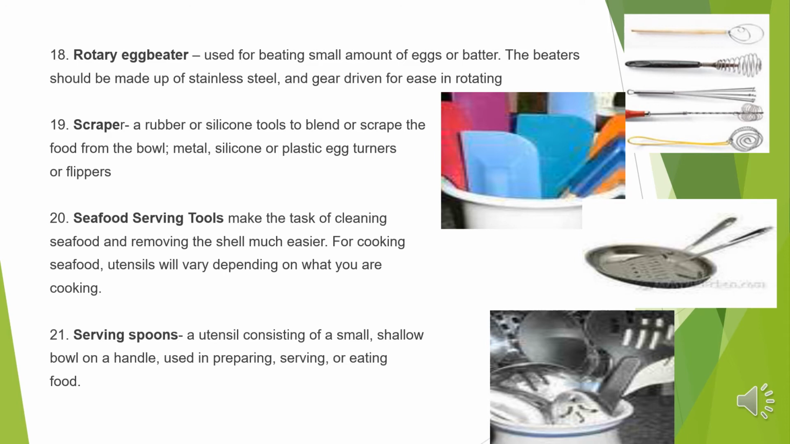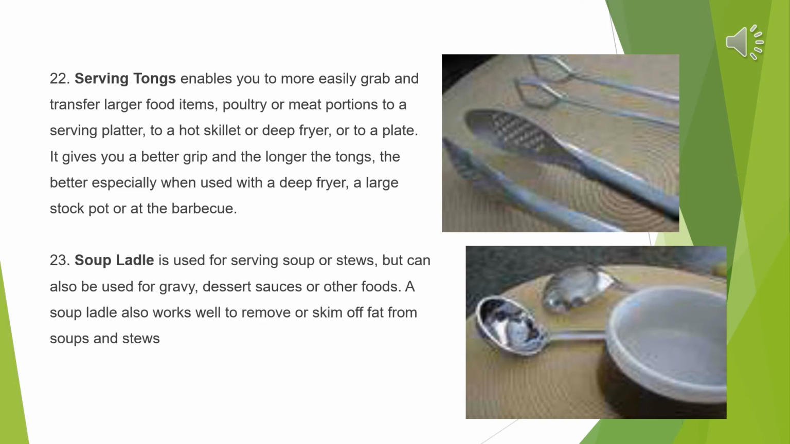And also we have serving spoons, a utensil consisting of a small, shallow bowl on a handle, used in preparing, serving, or eating food. And also we have serving tongs, enables you to more easily grab and transfer the larger food items, poultry or meat portions, to a serving platter, to a hot skillet or deep fryer, or to a plate. It gives you a better grip, and the longer the tongs, the better, especially when used with a deep fryer, a large stock pot, or at the barbecue.